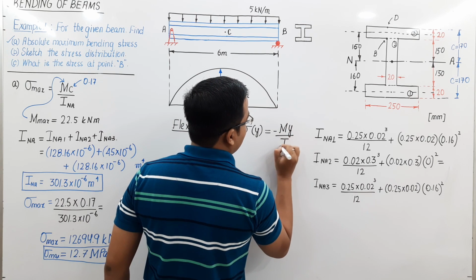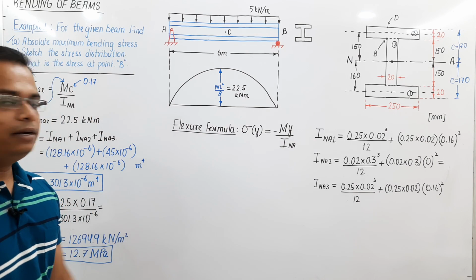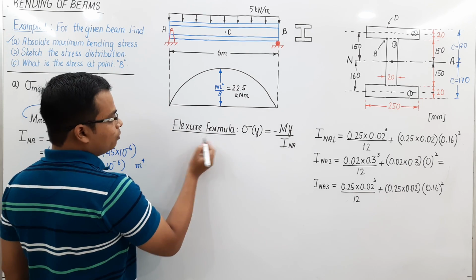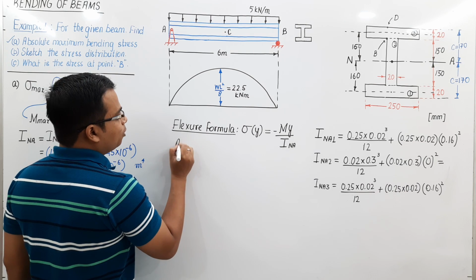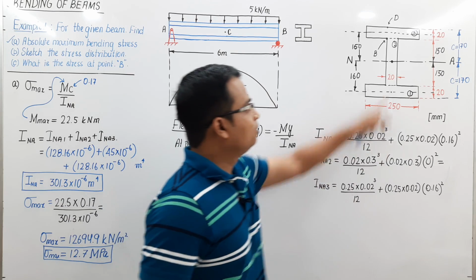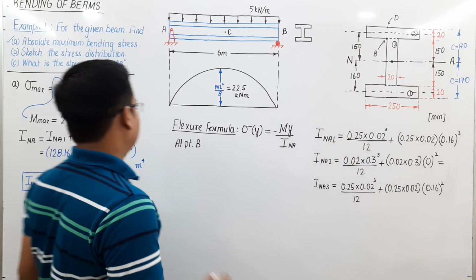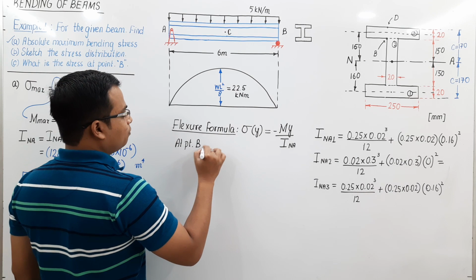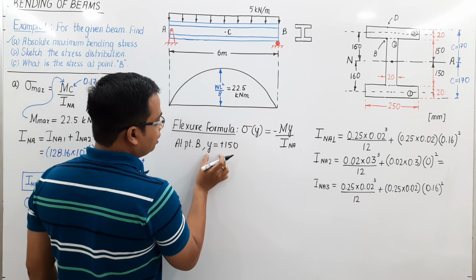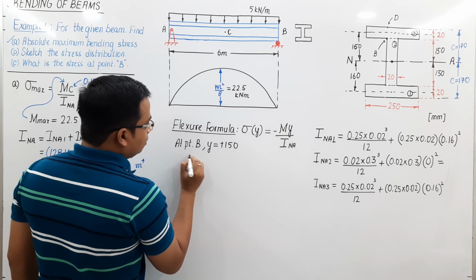my I, and by the way, this is neutral axis. Always remember, the bending moment has been applied with respect to the neutral axis. So where do you wish to find? You wish to find at point B. How far is point B from the neutral axis? So point B lies at a distance of 150. So y is equal to plus 150, and obviously if you keep a positive value, you are going to get a negative value of stress.